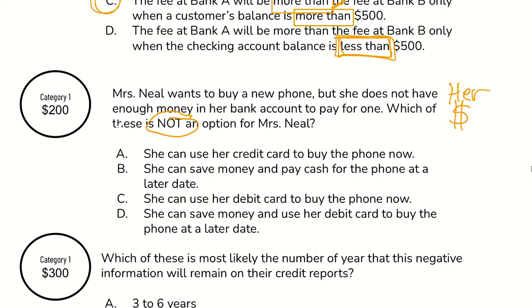She can use her credit card to buy the phone now. All right, remember, a credit card is not your money, so she could have that option. She can save money and pay cash for the phone at a later date. You always have the option to save and pay later. You don't have to do it now. She can use her debit card to buy the phone now. Remember, that debit card is your money, and it just said that she does not have enough money in her bank account, so she cannot do that. She can save money and use her debit card to buy the phone at a later date, and that's the same as choice B, so C would be the one that she could not do.